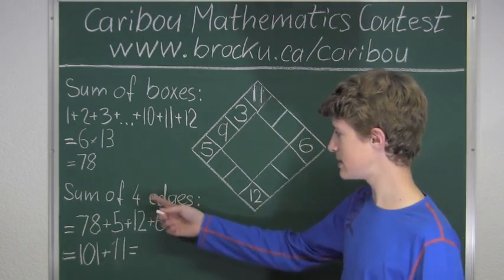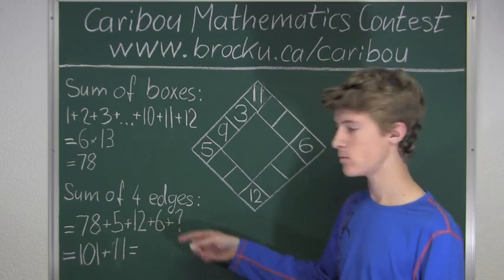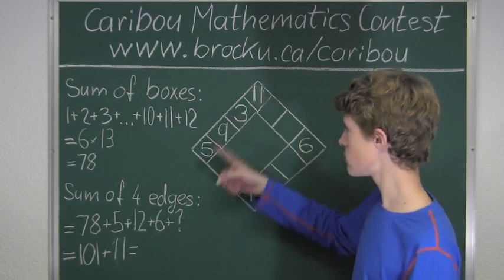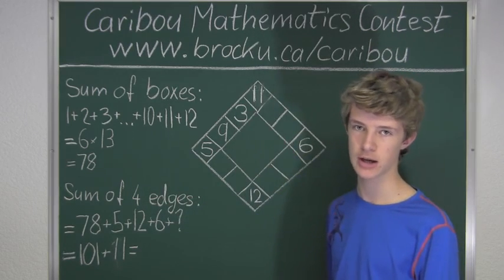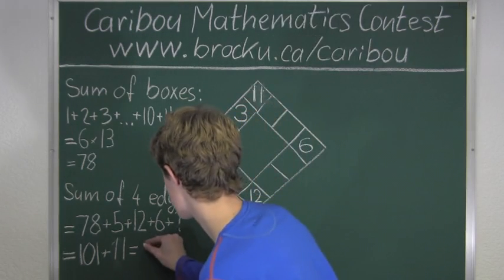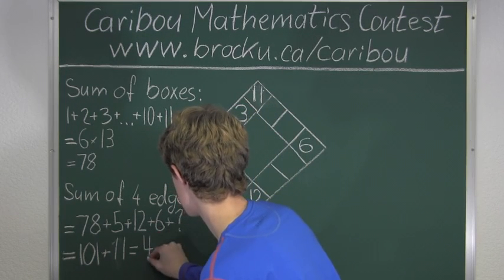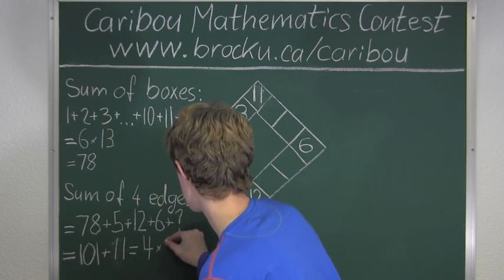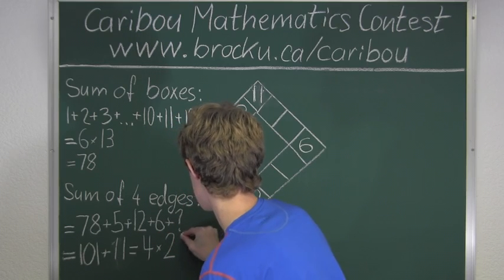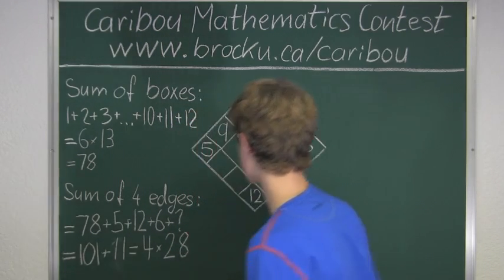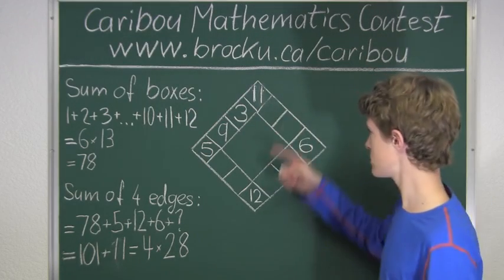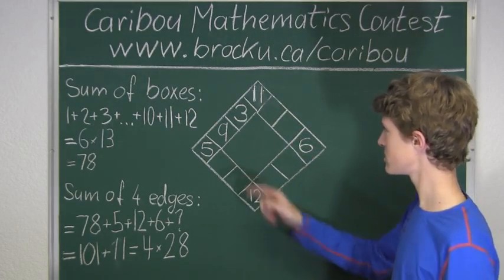So also here we see that since we have 4 edges, we know that it must be 4 times 28 because the total of each edge is 28. So now let's look at the remaining 6 numbers.